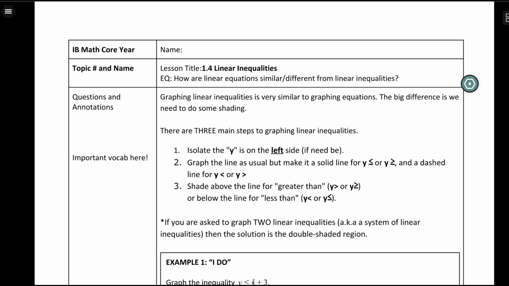Hey everybody, today's lesson is all about linear inequalities. This is going to be really similar to stuff that you've done since junior high school. Hopefully it's going to be easy. Graphing linear inequalities is very similar to graphing equations. The big difference is we need to do some shading.